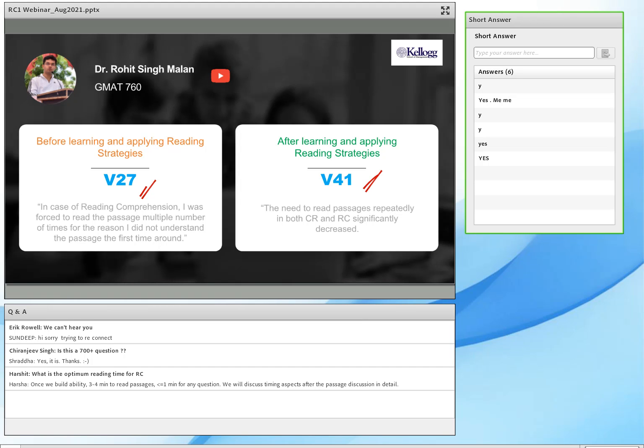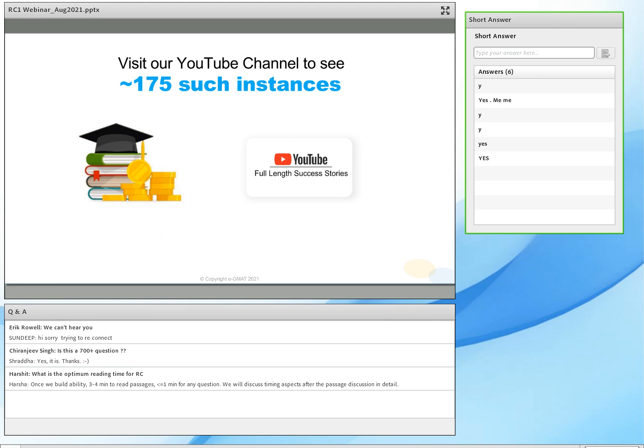And this is a point for all of you CR enthusiasts. By the way, we are having a CR session next week as well. Even for me, I initially started learning CR, then I went to RC. And then when I went back to CR with RC, understanding the ability to read the passages a particular way, even my CR improved. And that's something you will see when you start applying the RC methodology.